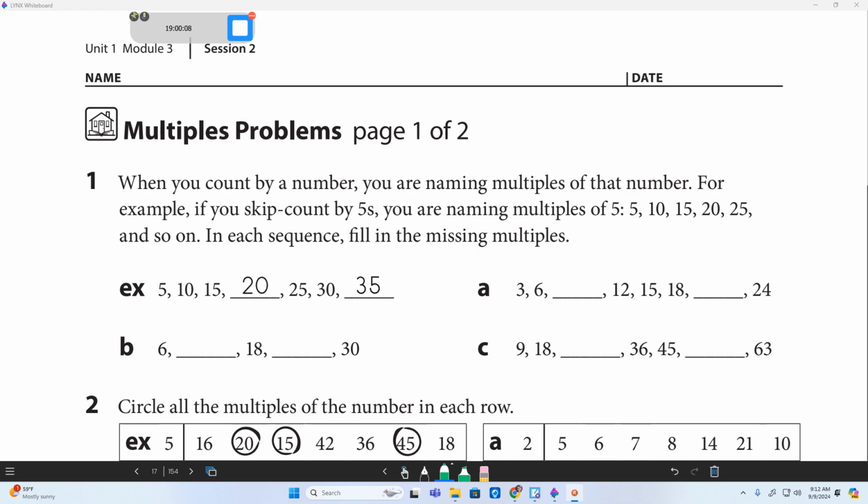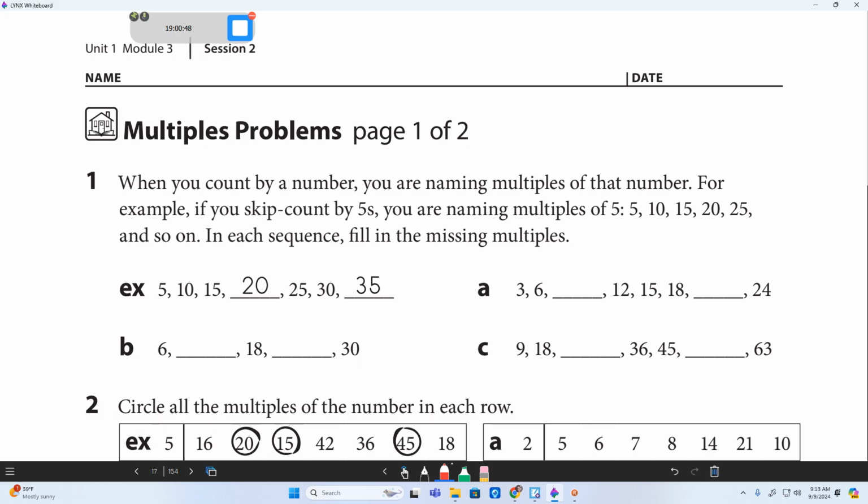Here we go. When you count by a number, you are naming multiples. Most people think of multiples as skip counting, okay? For example, if you skip count by fives, you are naming multiples of 5. And I just want you to notice that anytime something is a multiple of 5, for example, 5 times anything will get you a multiple of 5. So this is 5 times 1, 5 times 2, 5 times 3, 5 times 4, 5 times 5. Eventually you'd get to what 5 times 100 is, right? So you'd eventually get up there as a multiple. Okay, so a lot of times people think of multiples as skip counting.